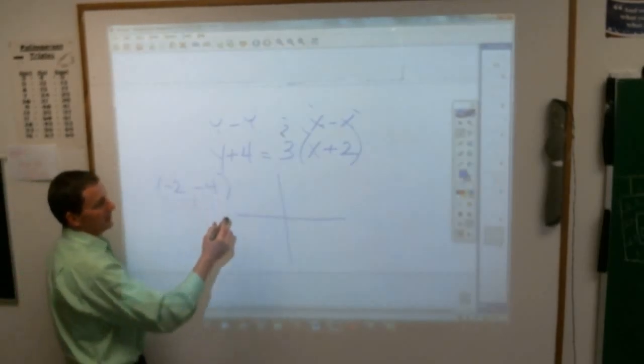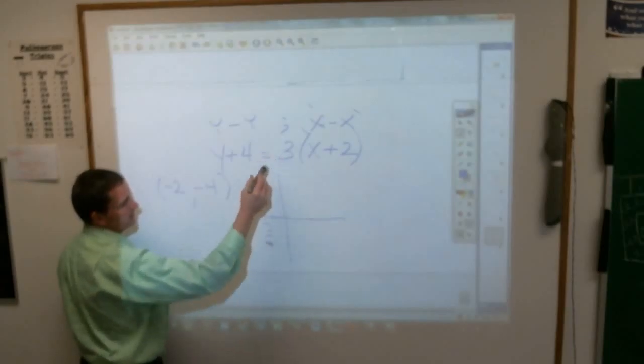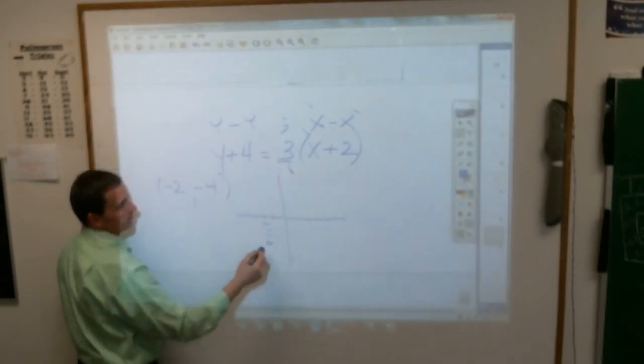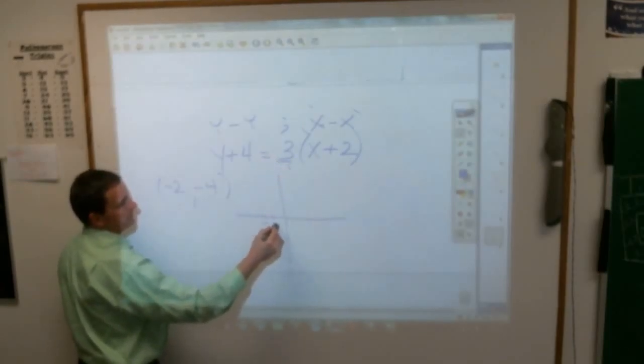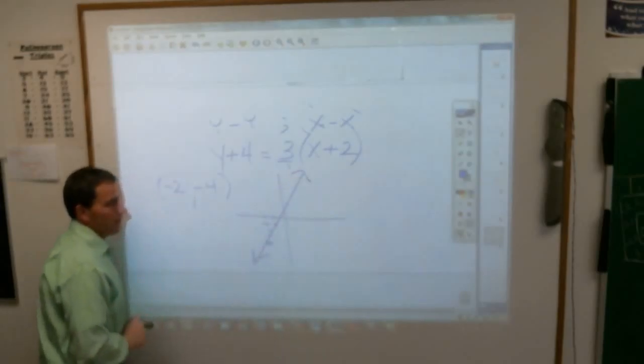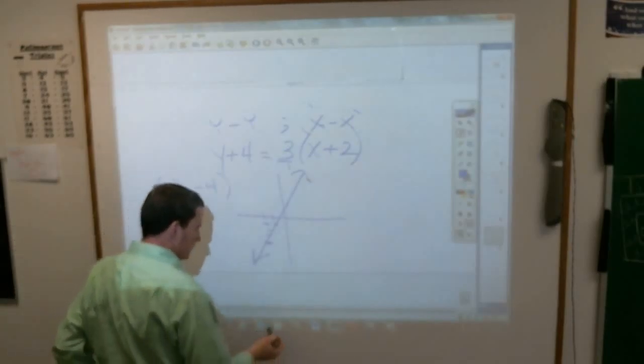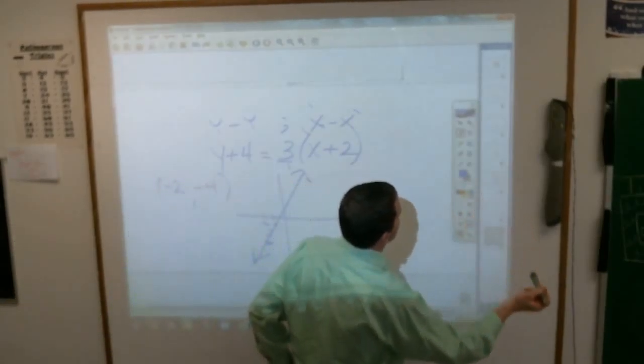Alright, so I go to my -2, -4. Put my point there. My slope is 3, which means up 3/1. Up 3/1. And my line is going to look like that. Now, let me walk you through a few things here.